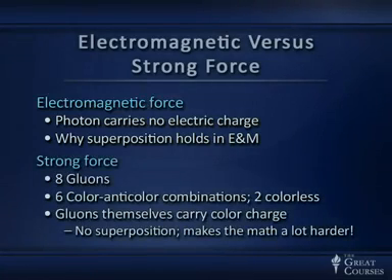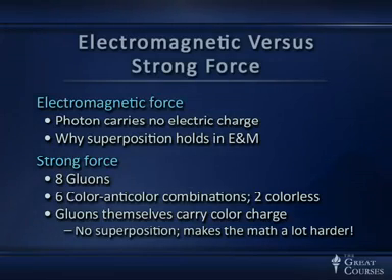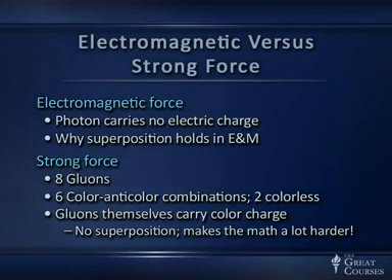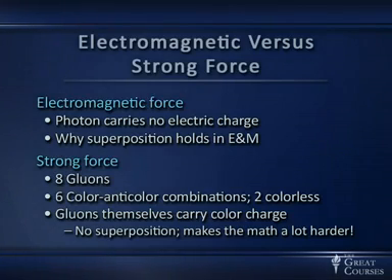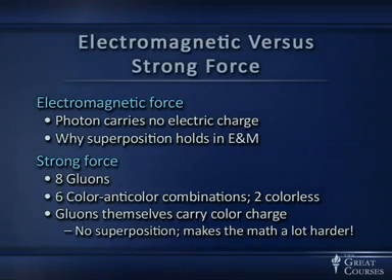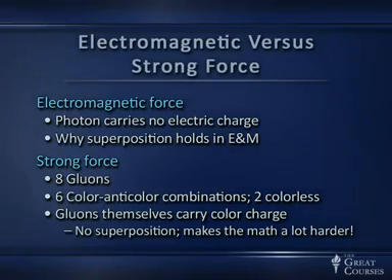The strong force, on the other hand, is mediated by 8 gauge bosons, 8 different kinds of gluons, and there are 6 color-anti-color combinations of these gluons, and there are 2 that are colorless. I'm talking about that color charge I mentioned earlier. And whoa, the gluons themselves carry color charge. And it's the fact that the gluons carry color charge that makes the superposition principle not hold and makes the math of particle interactions involving the strong force a lot harder. It would be worse in electricity if photons had charge, or equivalently in classical terms, if the electric field was charged, but it isn't. But in the strong case it is, and that makes it very difficult.